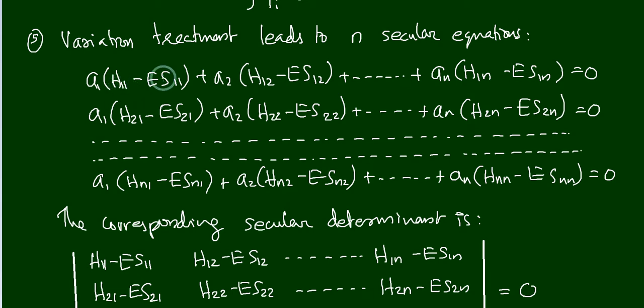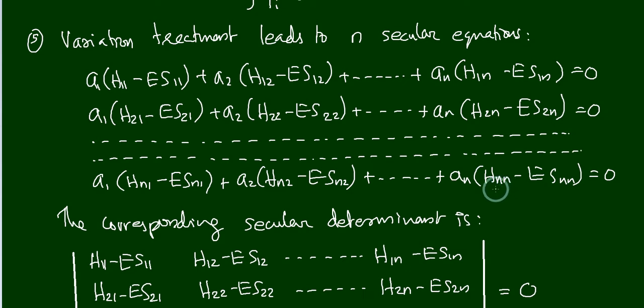Here H11, ES11, okay, 1 1 1 1. This shows the row and column integers, means the first row, first column. Here it comes as first row, second column. That is why it is 1 2. Here it is first row, nth column. That is why it is H1n. And when it comes to the second equation, that is second row and first column, that's why it is 2 1. Then second row, second column, that is 2 2. And when we come to here, it is nth row, nth column, that is why it is n n.